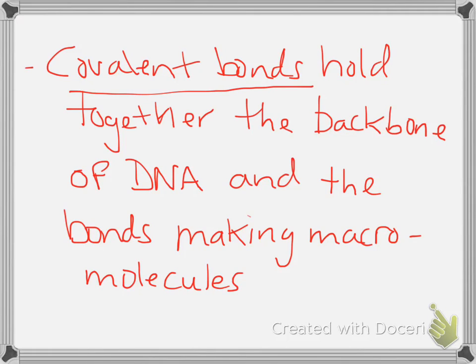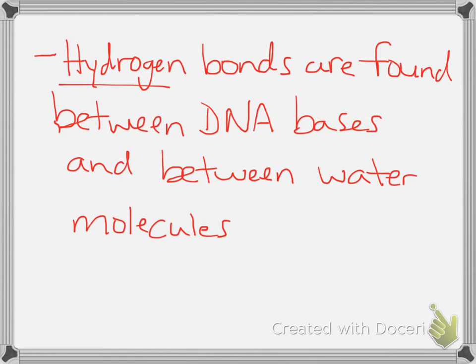Covalent bonds hold together the backbone of DNA when you're looking specifically at biology, and they also make up the macromolecules, which are proteins, lipids, nucleic acids, and carbohydrates. The hydrogen bonds, where do we find those in biology? Well, we said before, between water molecules, and they're also found between DNA bases. That is the steps of the ladder, or the rungs of the ladder, of DNA.